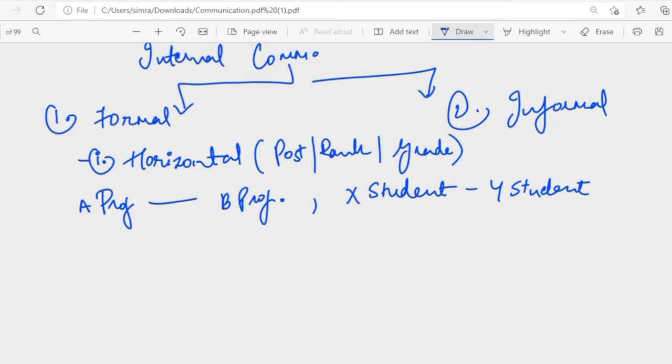And mostly, suppose you are teaching in college, you are talking to your fellow professor, you will be talking in which mode? Face to face, right? Most of the times you will be talking with that person in face to face mode. That is oral communication mode.